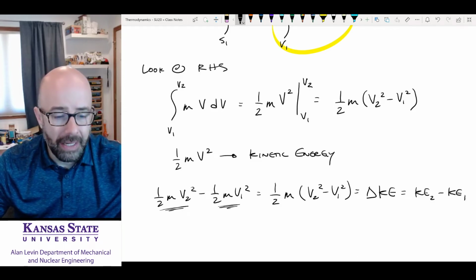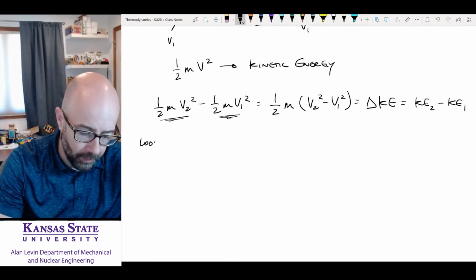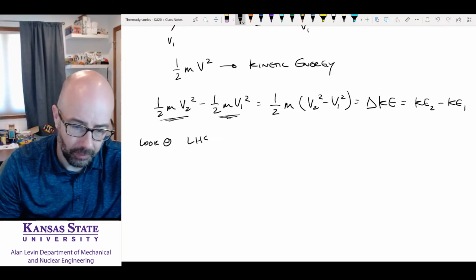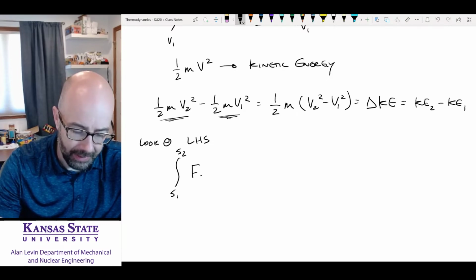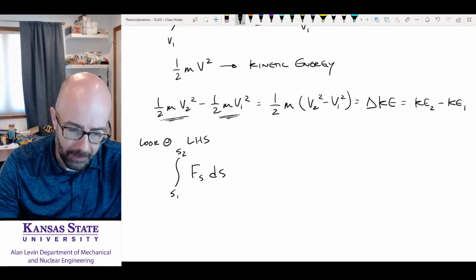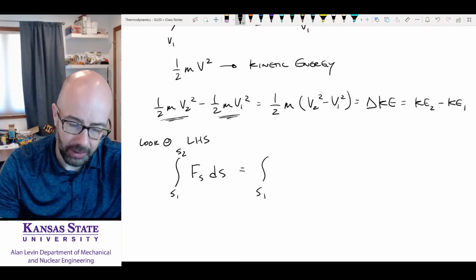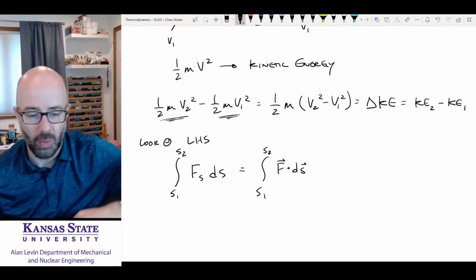Okay, now let's go on, and now let's look at the left-hand side of the equation. If we integrate this from S1 to S2 of Fs ds, what we're going to do here is say, well, this can also be written as, if we look back at the vector method, force dotted with ds. We're looking at the force and we're dotting it with the ds direction.